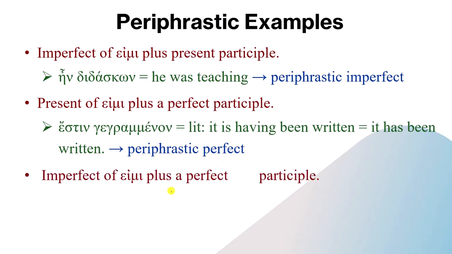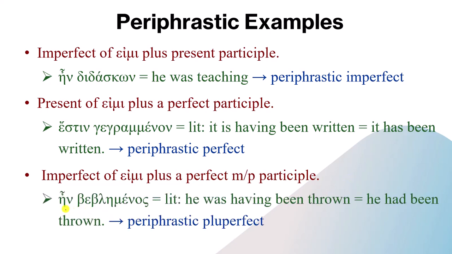Another example is we could use an imperfect of eimi, so was, plus a perfect participle. In this case, middle passive. So we could say ēn beblēmenos. This is literally he was having been thrown. We would say then he had been thrown. And so this way we're using a periphrastic construction to express a pluperfect verb idea. I had done something. So there's a number of different combinations.